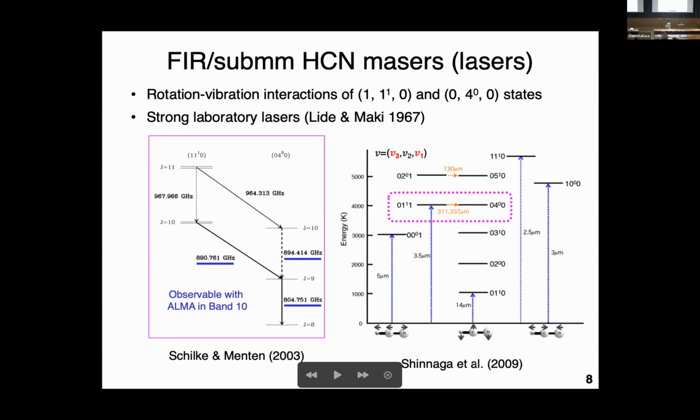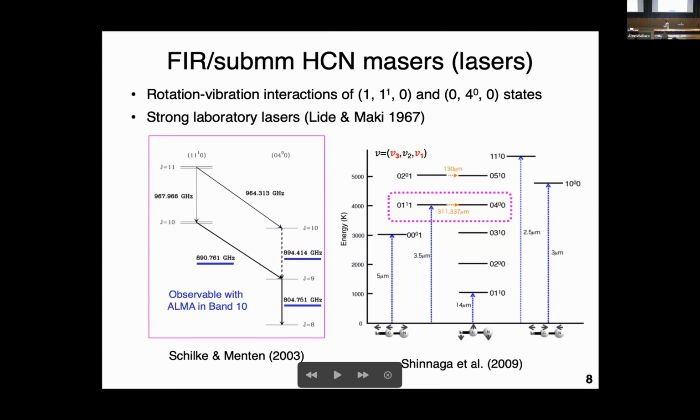And the consequences are that the transition probability as well as the energy levels around the interacting regions would be severely perturbed. And quantum mechanical computations have suggested that the perturbation was most prominent near J equals 10 of these two transitions. And this is expected.